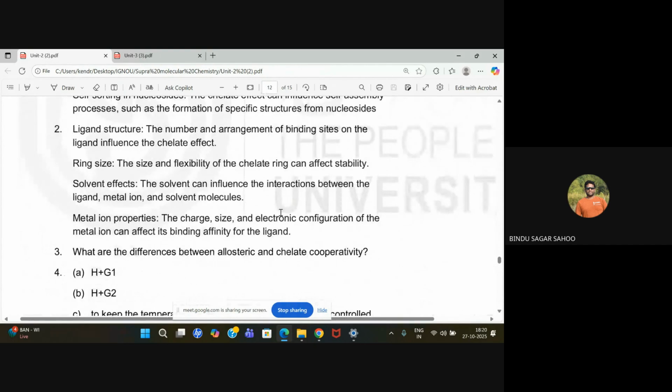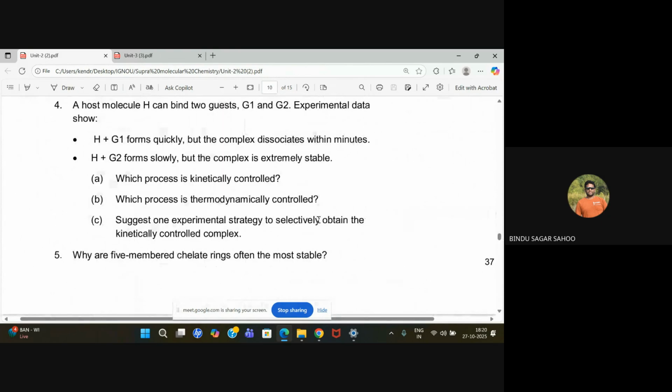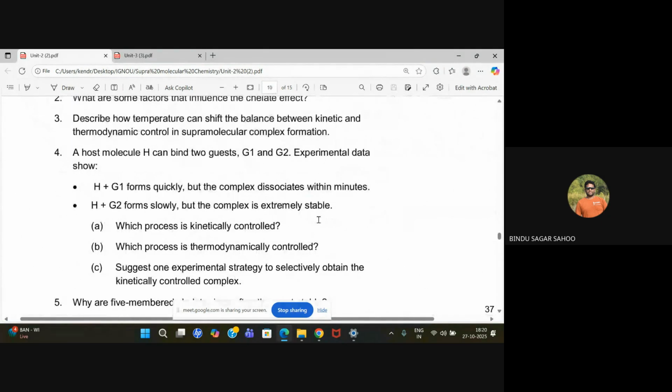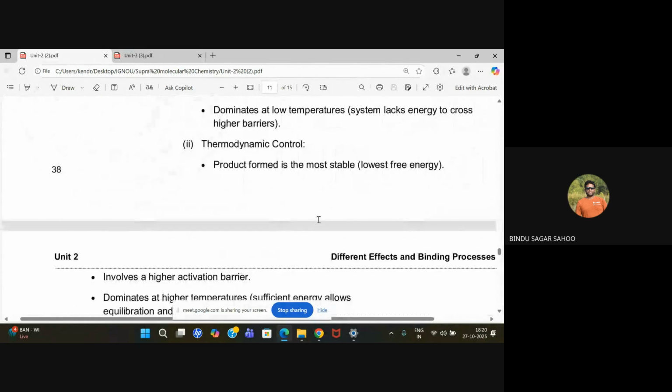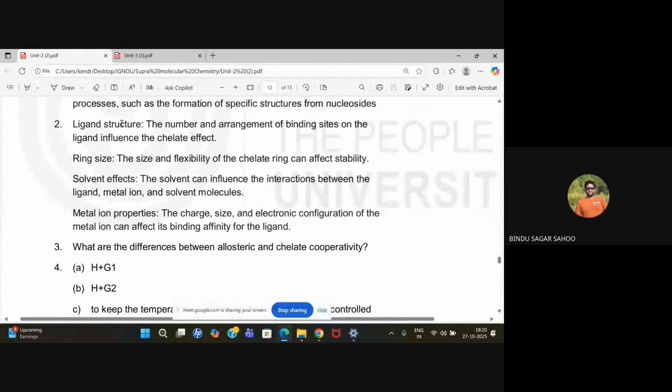And the second terminal question, you can see: what are some factors that affect the chelate effect? Discuss some factors that will affect this chelate effect. The first thing is the ligand structure. Ligand structure is basically more important, what you were told earlier. You cannot take a monodentate ligand for this chelate complex. The second thing is the ring size.